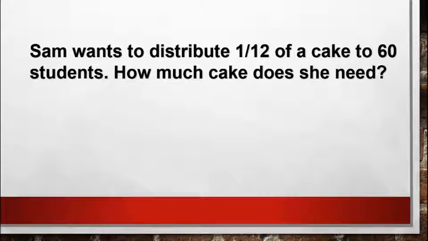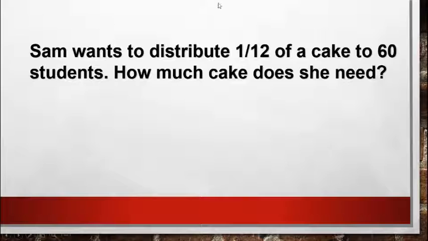So we need first to find out what are the important given numbers. Okay, very good. That is 1/12 of the cake and 60 students. And we are asking how many cakes she should need in order to identify how many cakes she needs to distribute to those students. So we have here 1/12 and 60. So what would be the operation we can use?